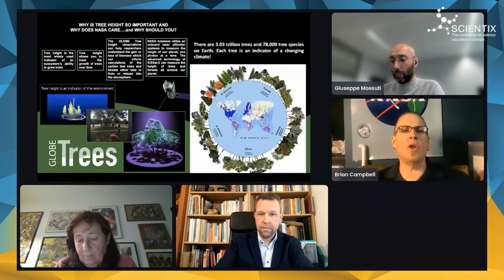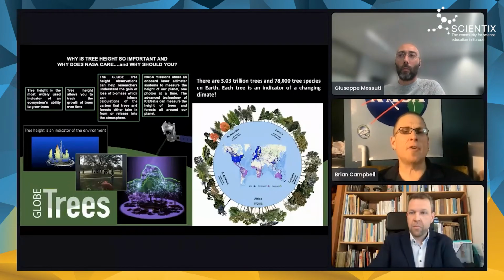So where we see lots of tall trees, we know we have a healthy ecosystem that has the ability to continue to grow trees, and that's what we're trying to protect over time. Tree height also allows you to track the growth of trees over time and helps us understand the gain or loss of biomass, basically the amount of organic material in a particular area. These simple tree height observations help scientists understand how much carbon is being pulled out of the atmosphere by trees and forests around the world based upon their height and also their circumference.